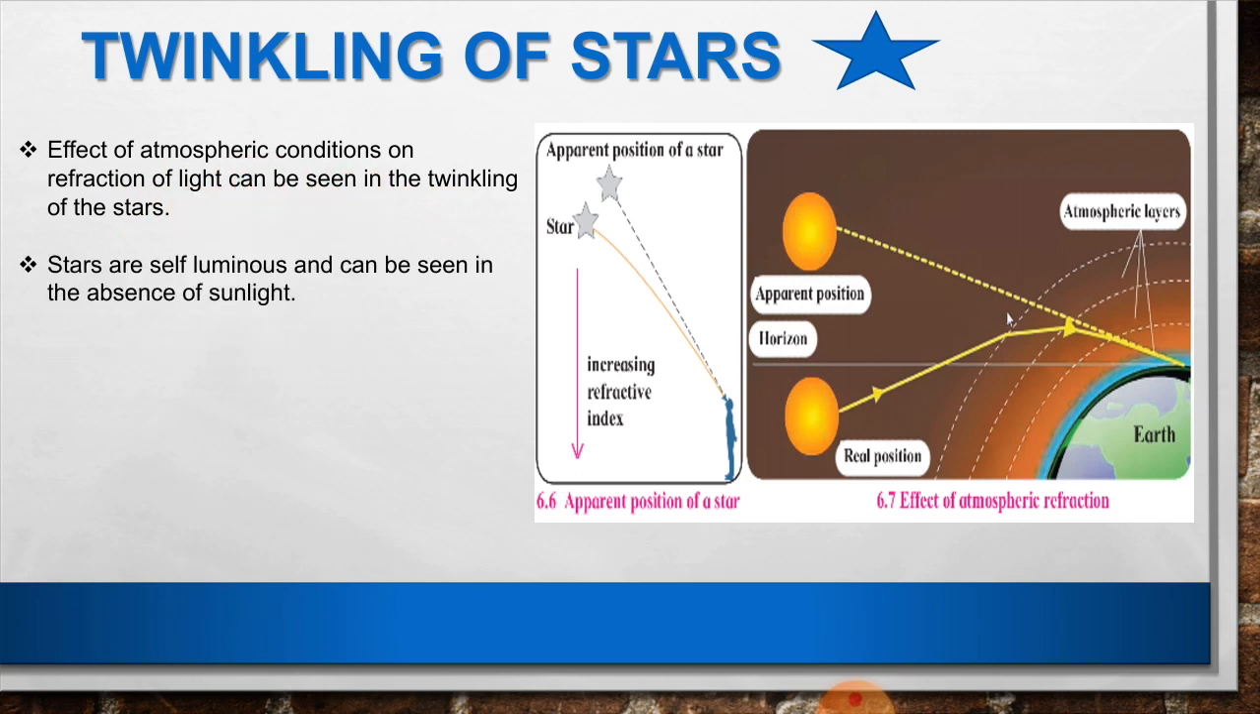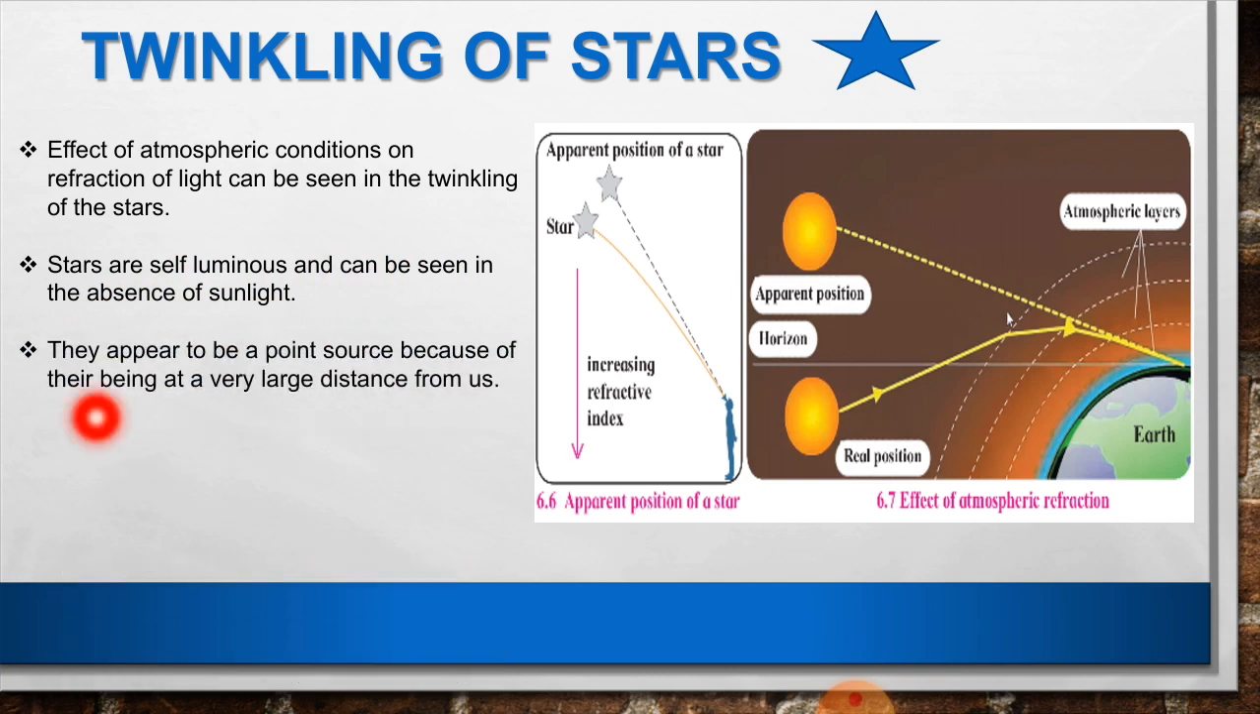Here the second point is stars are self-luminous. What do you mean by self-luminous? It means they have their own light. They do not require anybody's light. They have their own light and can be seen in the absence of sunlight. That means at night time we can see the stars, the twinkling of stars. They appear to be a point source because they are at a very large distance from us. They are like a point source for us.